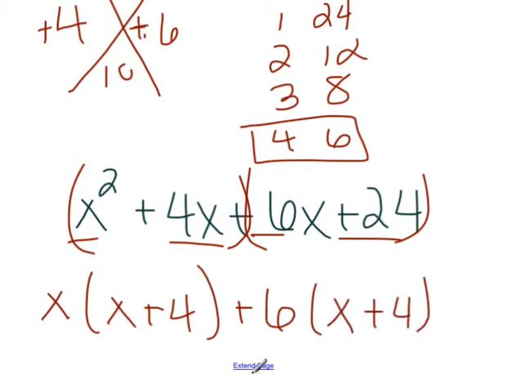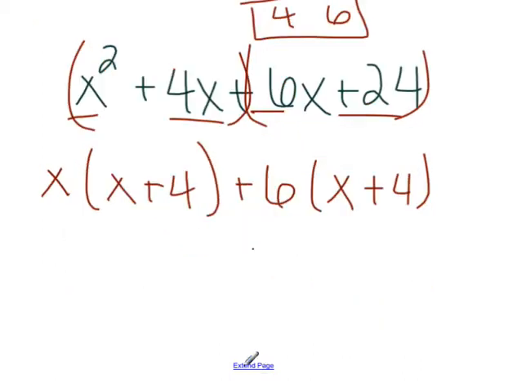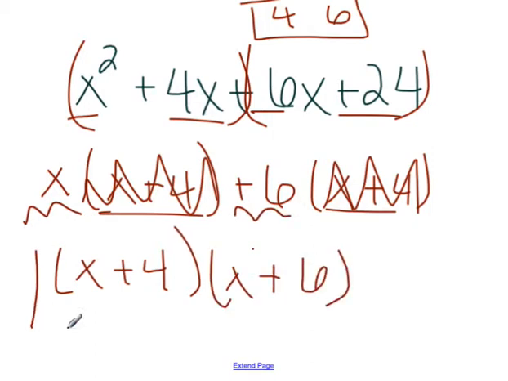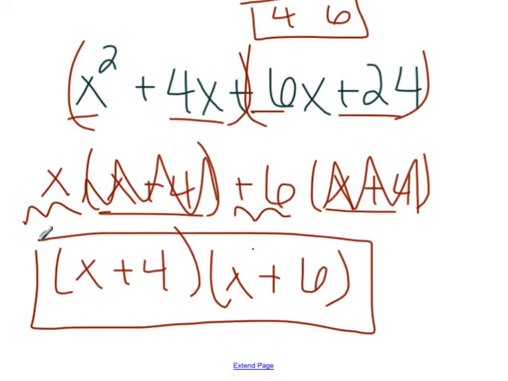So now I can check and see what's matching. So these leftovers are matching, so I can factor those out. And once I get rid of those, I'm going to write what's left after that, which is x plus 6. So my final answer for number 6 is x plus 4, x plus 6. Now let's take a look at those last two problems.